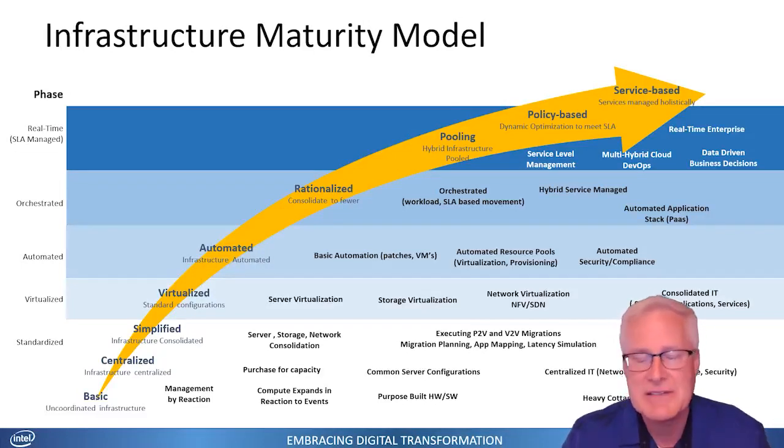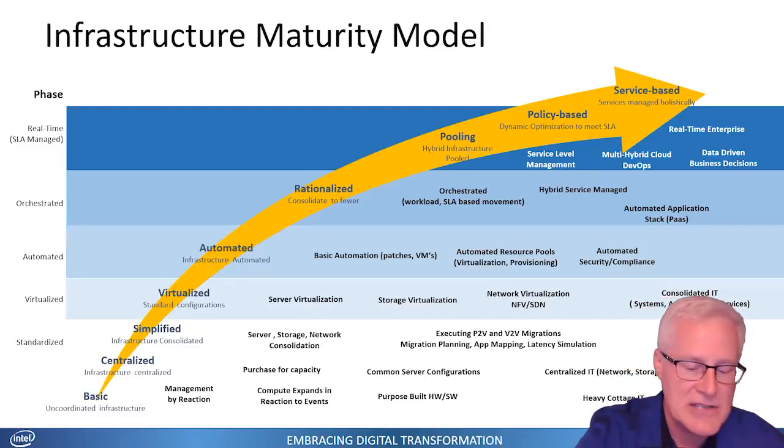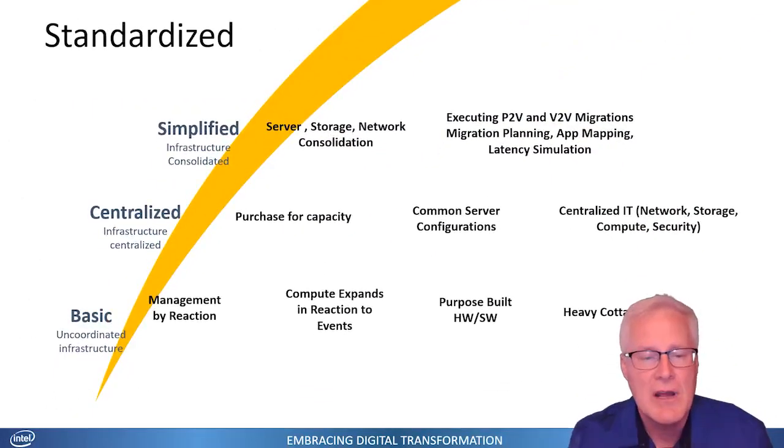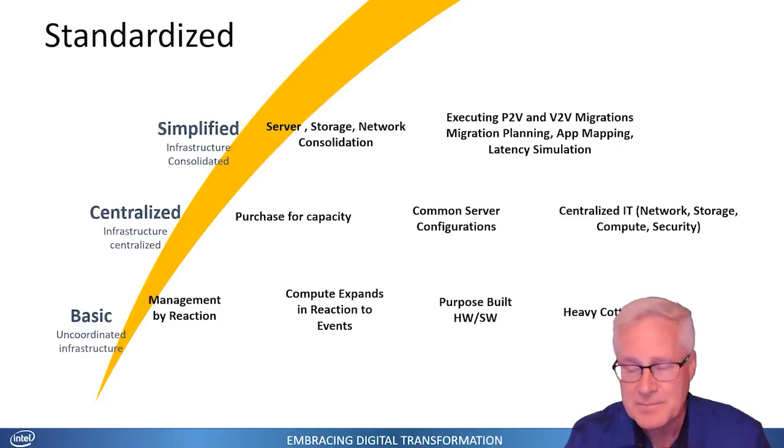So let's break down this roadmap. It's broken down into phases. Let's go ahead and take a look at the first phase. This phase should sound very familiar to most people. We call it the standardized phase. Almost every organization I talk to is in this phase or beyond this phase. But this gives us a nice, strong baseline where we can start talking about some of the common things that we're seeing across all organizations.